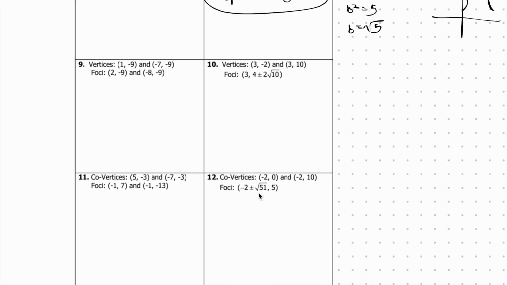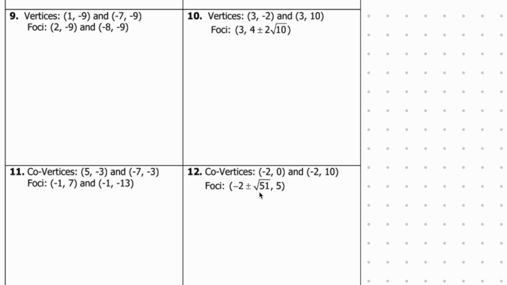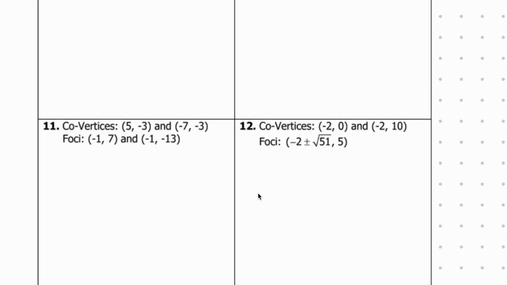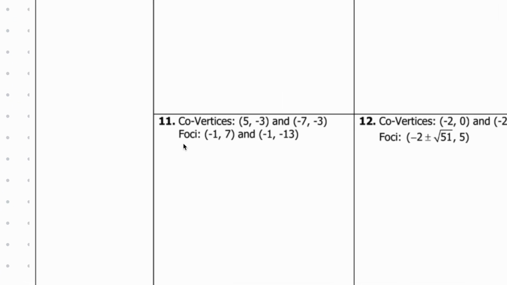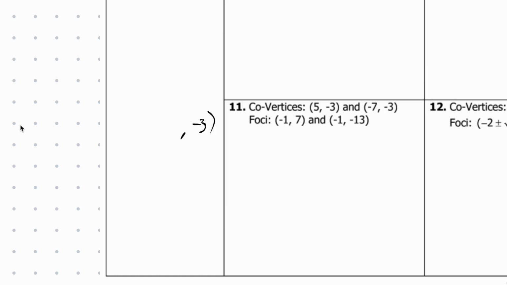And here we'll just do one where we have our co-vertices and foci, but it's generally the same process. So we find the midpoint of these two co-vertices. And so I see that we have -3 constant as our y value. So I can already just say our center, or y value for our center, is just going to be -3, because the midpoint between -3 and -3 is just -3.